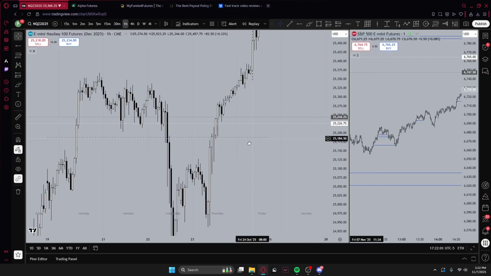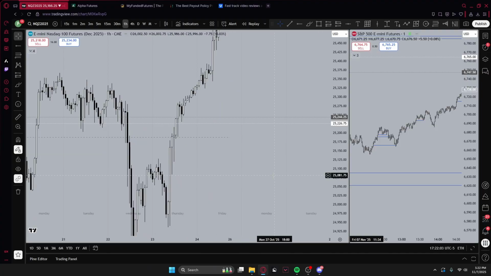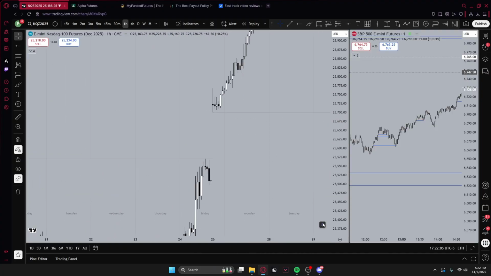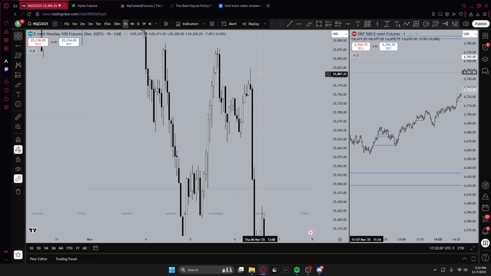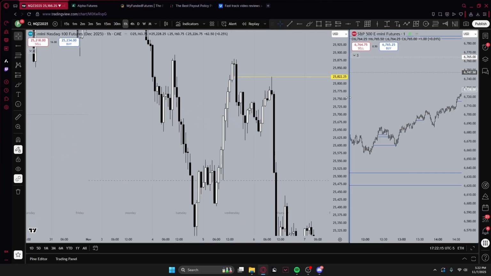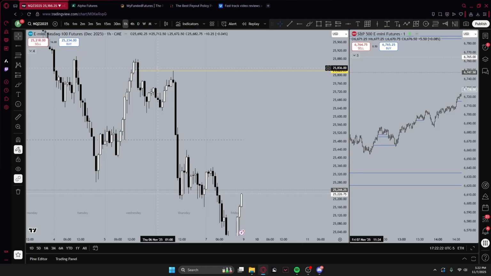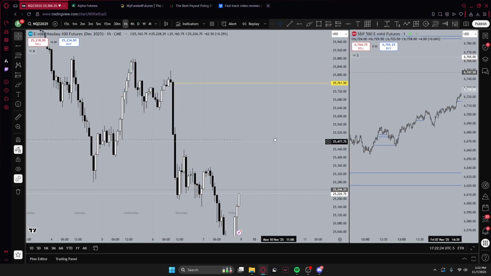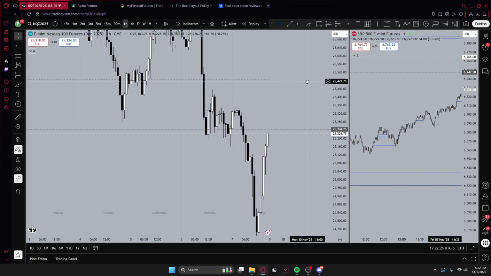Let's see if we can find one. Oh, I did not mean to do that. There you go. Let's go to recent times. I already see one right here. As you see, this, oh, there you go. That gap fill right there. This bearish one filled, dumped. Okay, this would also be considered the gap fill, which we haven't visited yet, obviously.